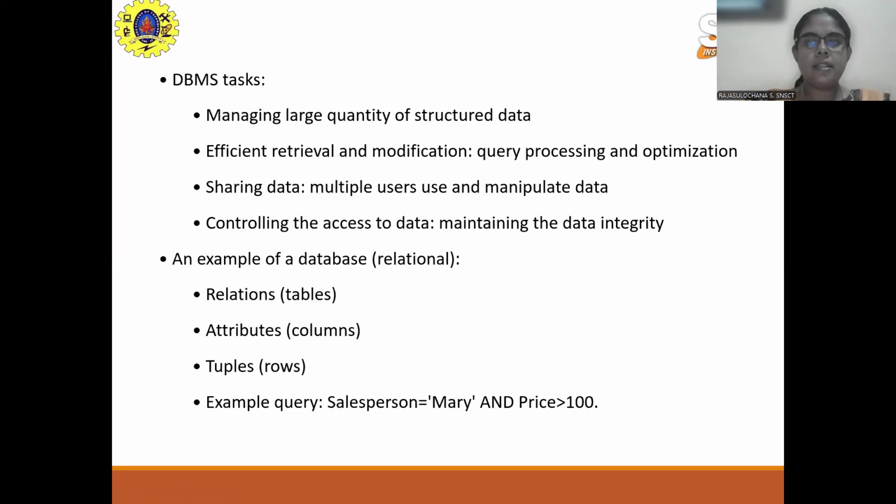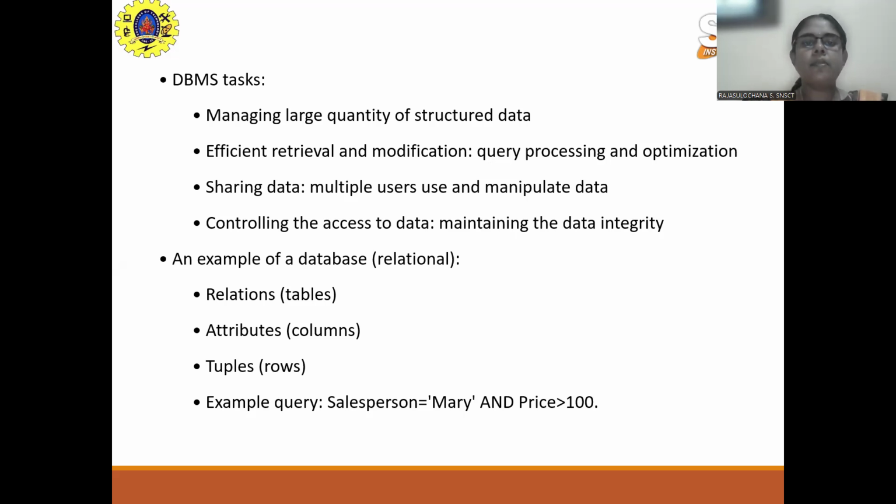In today's lecture series, we are going to see a brief introduction about the various components of database management system. Let us begin with what database management system is all about. The universe contains a large quantity of structured as well as unstructured data. So the main task of database management system is to manage the large quantity of structured data available on the internet.